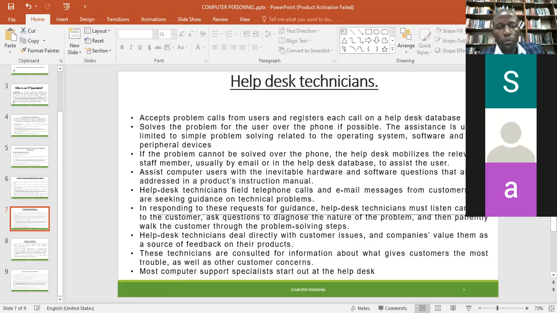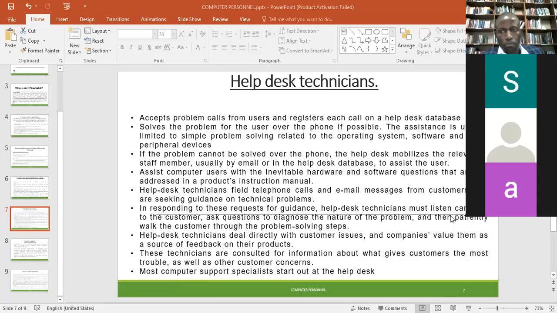Now, let me take you to the help desk technician. What are some of the duties of this particular individual? What do they do? As an IT student, by the time you graduate, you could get a job in a company as an IT person. Maybe at the very beginning, you'd be called a support person. But when you join, they give you a role, and you're told that you will be the company's help desk technician.